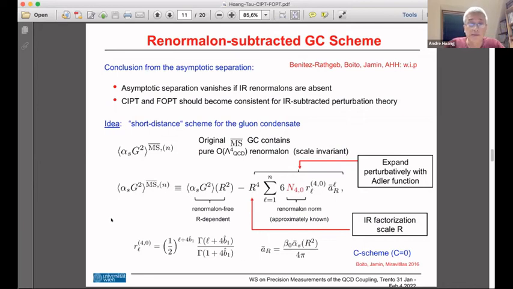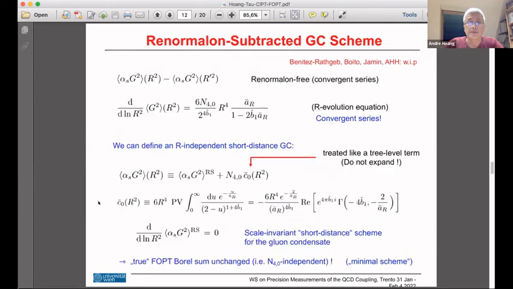I also want to mention that this simple form is only true in the C scheme, which was introduced by Diogo, Matthias Yamin, and the collaborators recently. In the general MS bar scheme, there are more terms to write down, but this is all equivalent. Now, in principle, now you could go on.